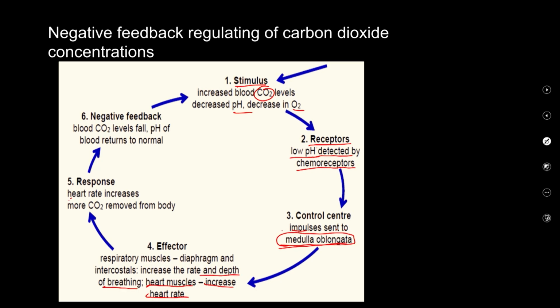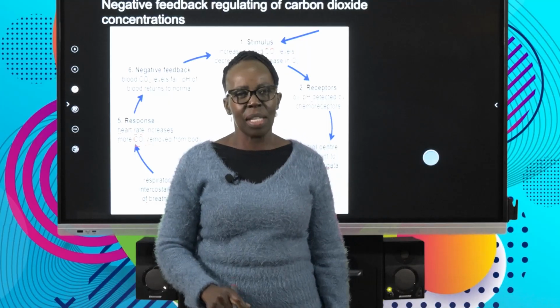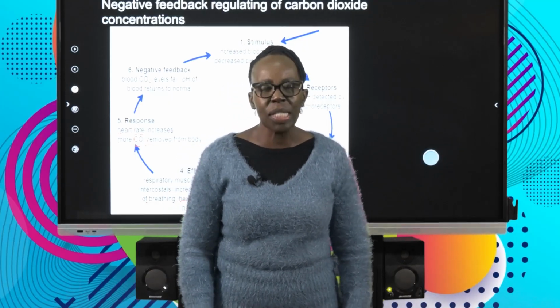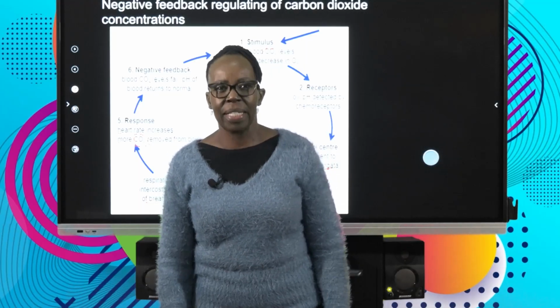Then as the heart rate increases, more carbon dioxide will be removed from the body. When more carbon dioxide is removed, we see the level of carbon dioxide dropping. The pH of the blood returns to normal. This is nothing else but the negative feedback mechanism of carbon dioxide concentration. Now, guys, I know you understood the control of carbon dioxide concentration in our system. Now we move into glucose level in our system.